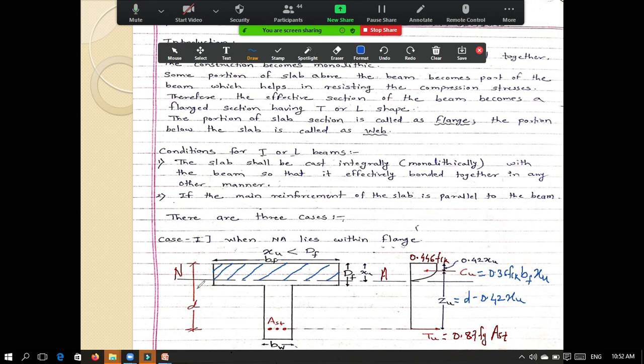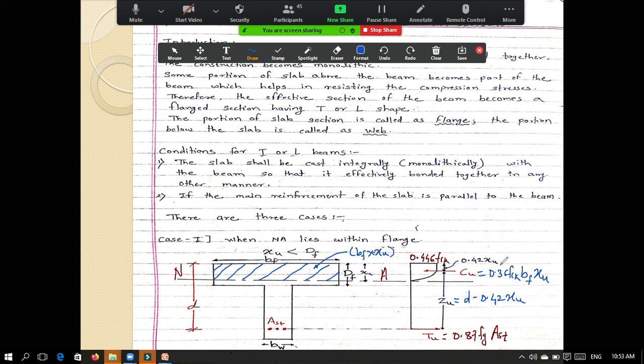Now if you see here, this is your neutral axis and the area above the neutral axis is in compression, but here the area is quite large, so I have hatched that area. If I want to calculate this area, then this area is Bf into Xu. So that area we have considered over here to calculate the compressive force.